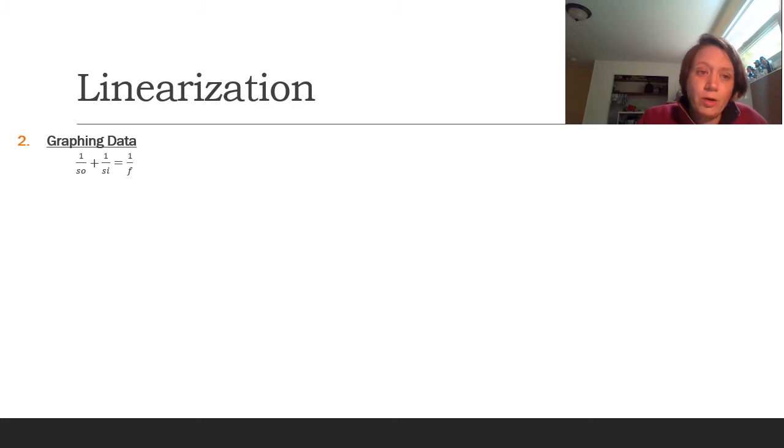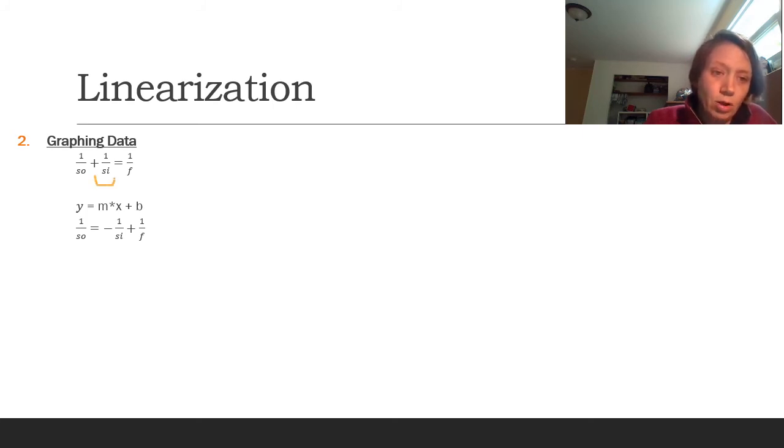Start with my equation. We've got to get that into y equals mx plus b format. And we've already decided that our independent value is going to be our object location, SO. So we need SO all by itself on one side. It's actually pretty straightforward. I'm allowed to have constants and other things. So all I've got to do is subtract SI from both sides, and we end up with 1 over SO equals negative 1 over SI plus 1 over F. So I just subtracted this little piece so I could get my independent variable all alone.